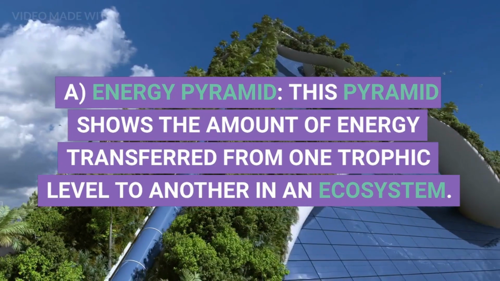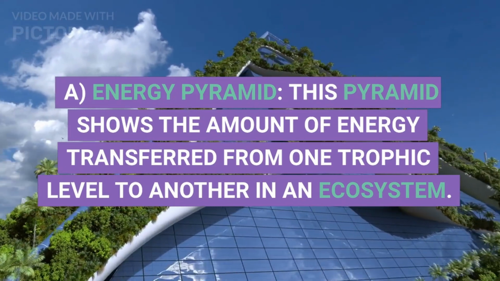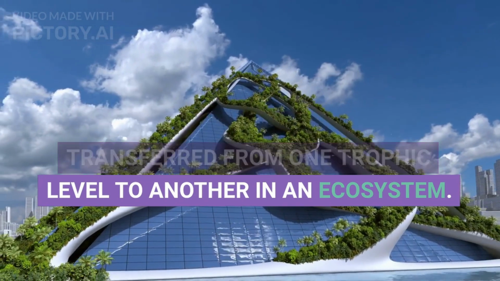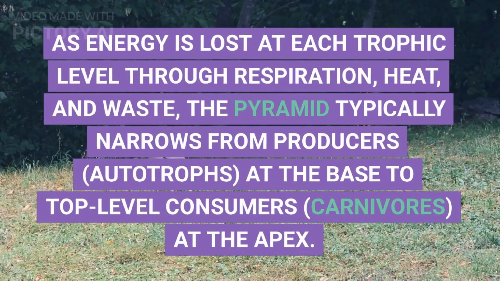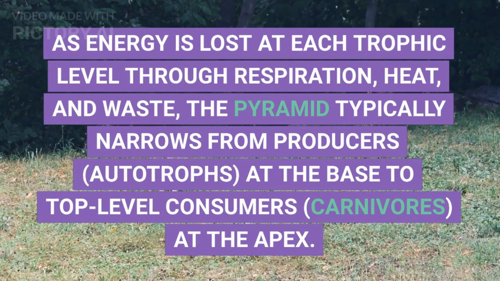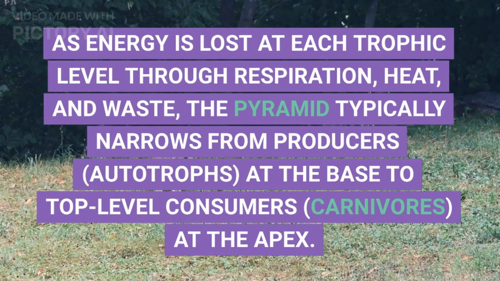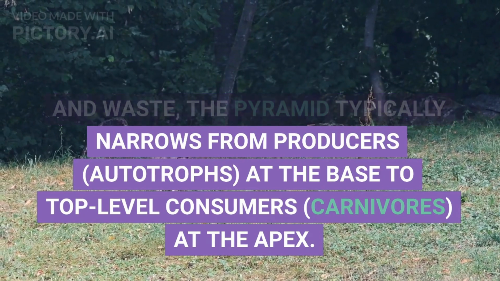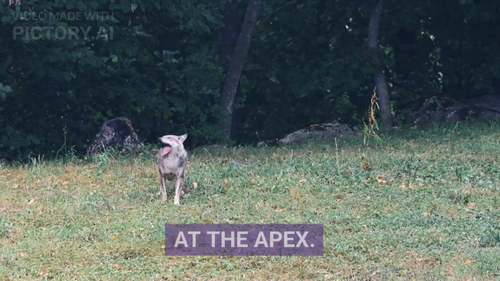A. Energy pyramid. This pyramid shows the amount of energy transferred from one trophic level to another in an ecosystem. As energy is lost at each trophic level through respiration, heat, and waste, the pyramid typically narrows from producers, autotrophs, at the base to top-level consumers, carnivores, at the apex.